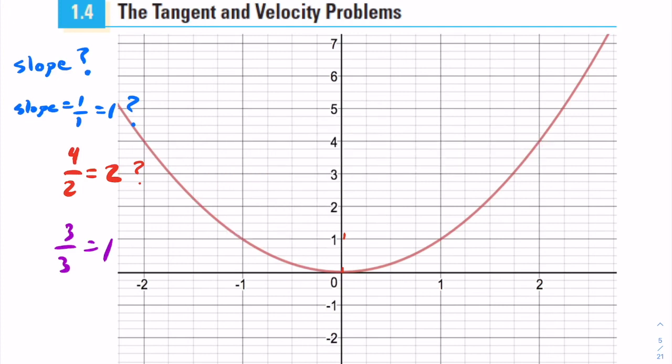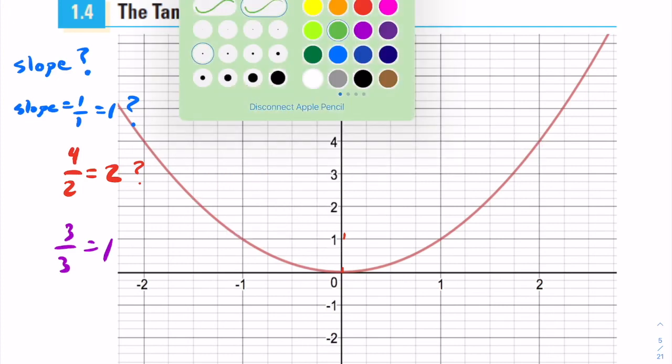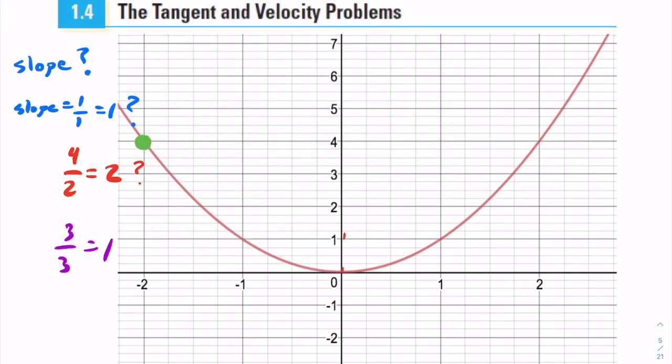Now what if I chose this point here and this point here? Well, it's looking like I'm not rising, but I am running 4 units. So I'm rising 0 and running 4, so the slope is 0. So we're getting very different answers here. So what the heck, right?